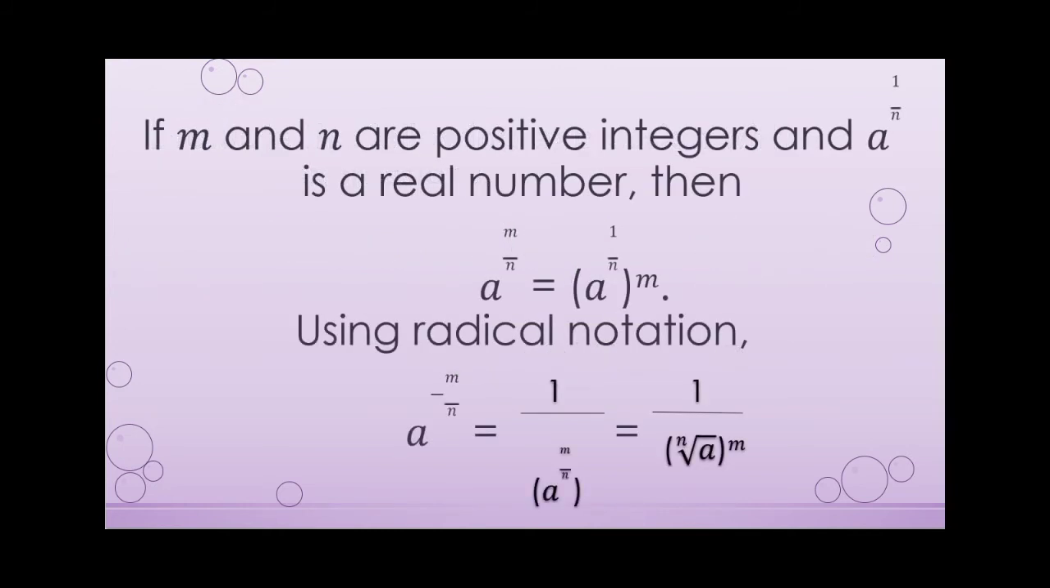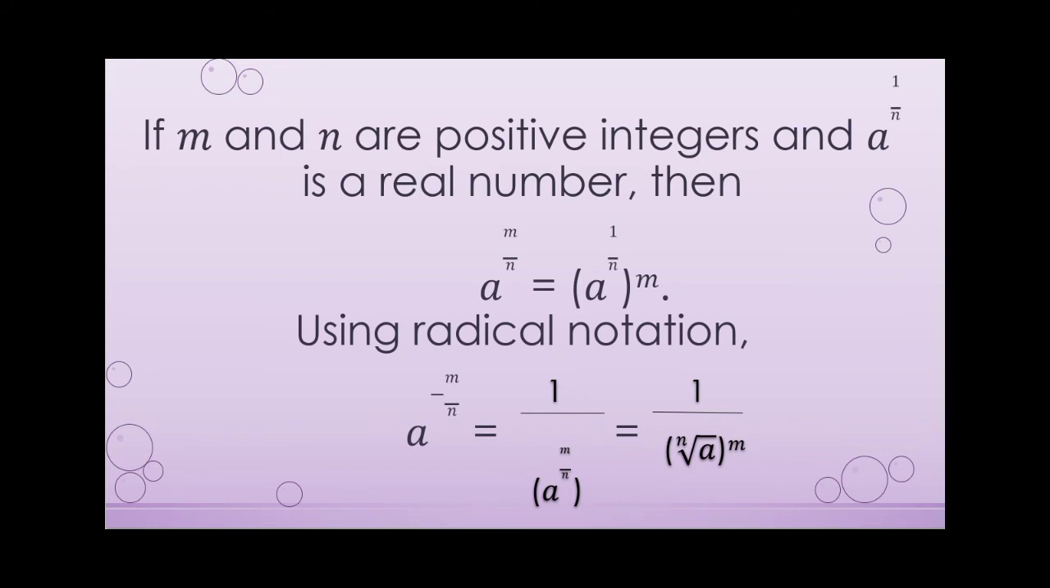Next, if m and n are positive integers and a raised to 1 over n is a real number, then a raised to m over n is equal to a raised to 1 over n, and then this is raised to m. Using radical notation, a raised to negative m over n is equal to 1 over a raised to m over n, then this is equal to 1 over nth root of a, and this power is raised to m.